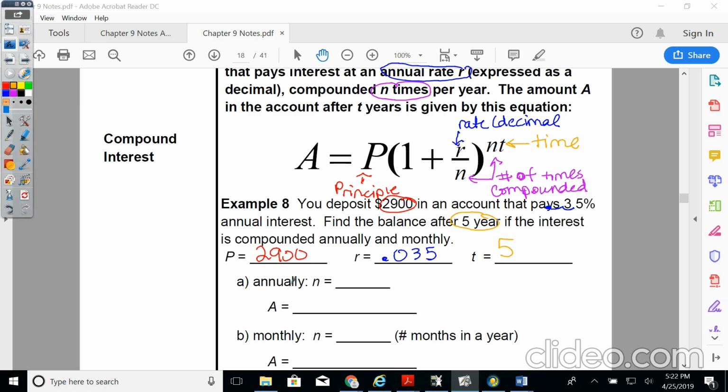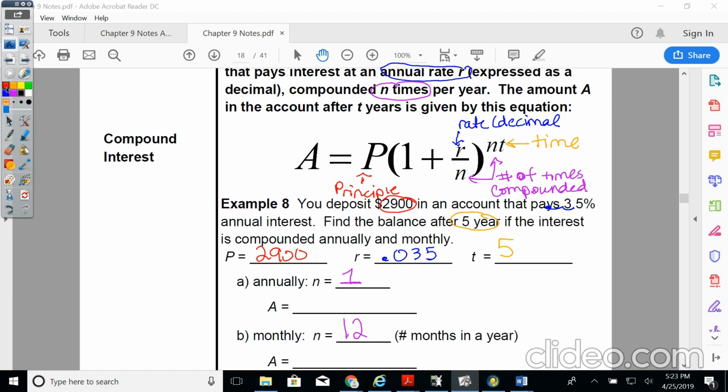The only thing that we're going to have differently here is the n. So for annually, how many times a year is annually? That's 1 time a year. So we're plugging in 1 for n for annually. And monthly would be how many times a year? How many months are there in a year? Would be 12. So write in the formula out, and then we'll plug it all in the calculator.